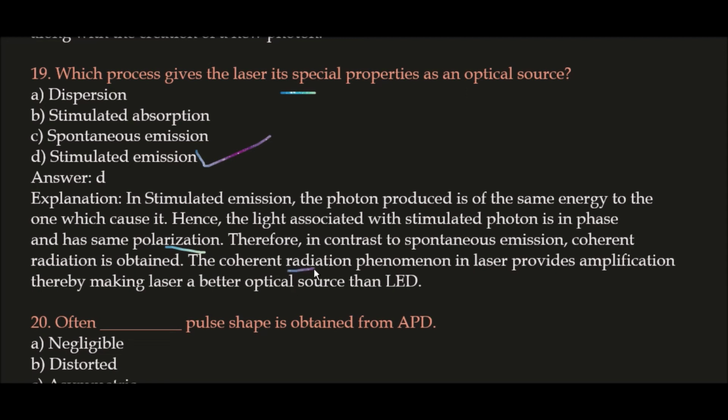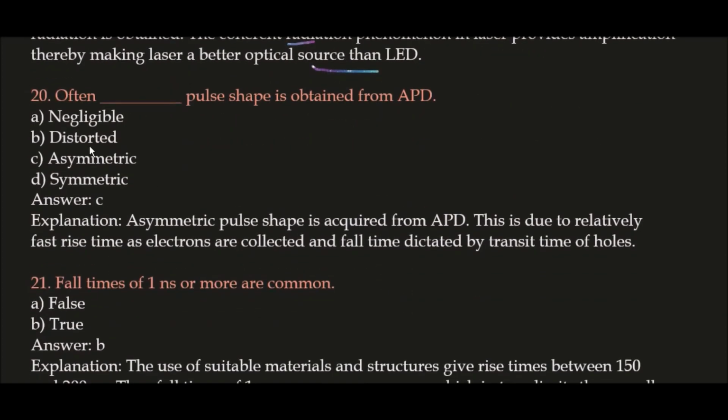The coherent radiation phenomenon in a laser provides amplification, thereby making the laser a better optical source than an LED. Okay. Next question. Often blank pulse shape is obtained from APD. Here the correct answer is option C, asymmetric.